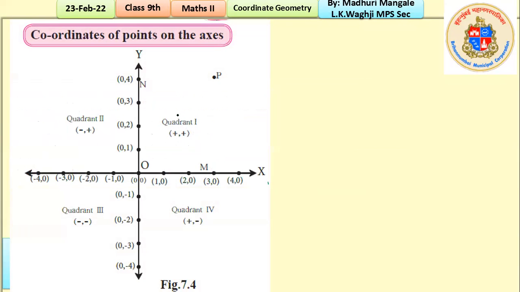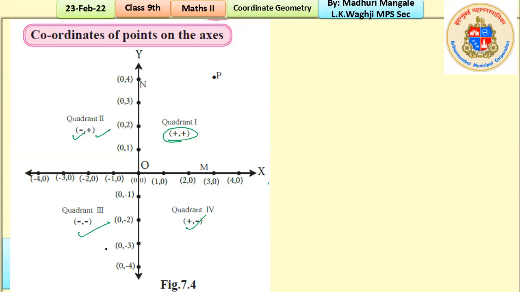Now here we need to look at how to identify which quadrant the point lies in. Okay, so how do we do that? We just look at the signs of the coordinates. So if both the signs are positive, that's the first quadrant. If one is negative and the other is positive, that's the second quadrant. If both the signs are negative, that's the third quadrant. And lastly, if the first is positive and the second is negative, that's the fourth quadrant. Okay, so quickly once again check. For the first quadrant, both the signs are positive. For the second quadrant, the first sign is negative, second is positive.